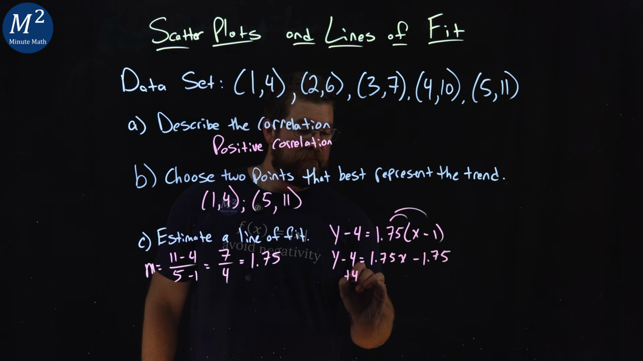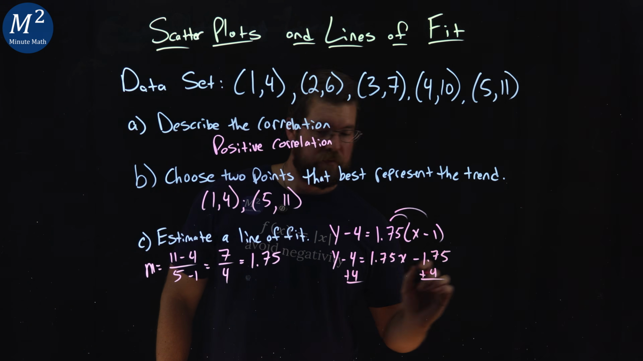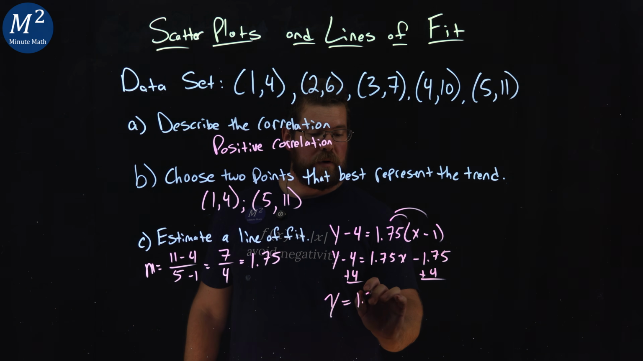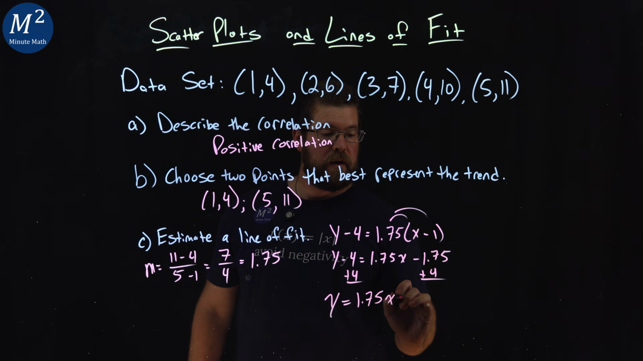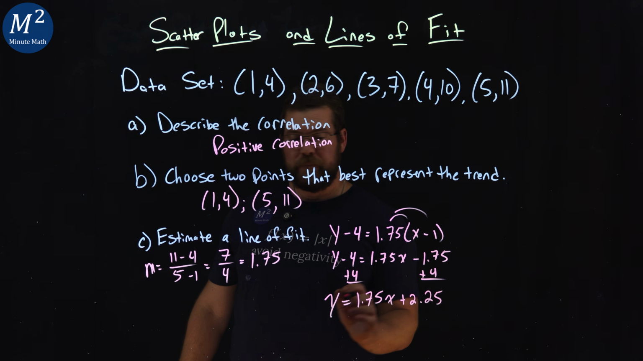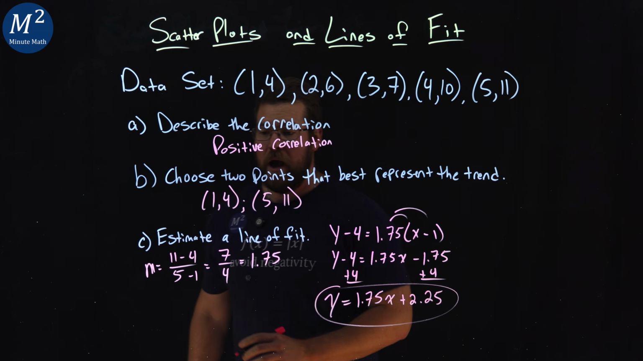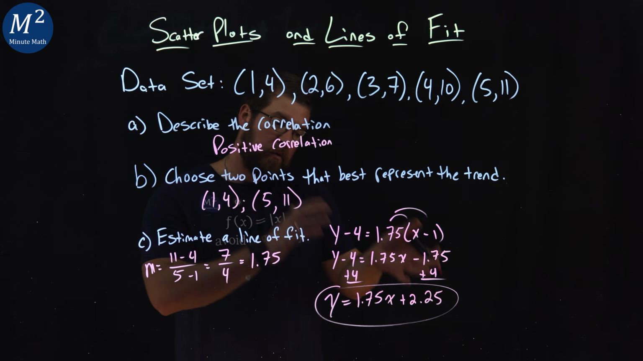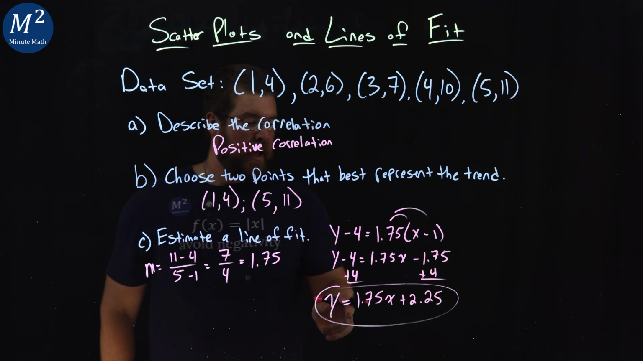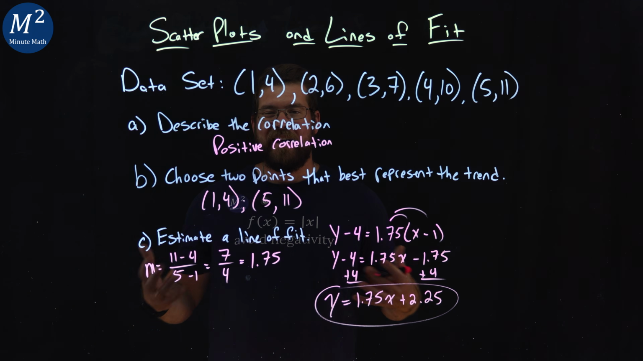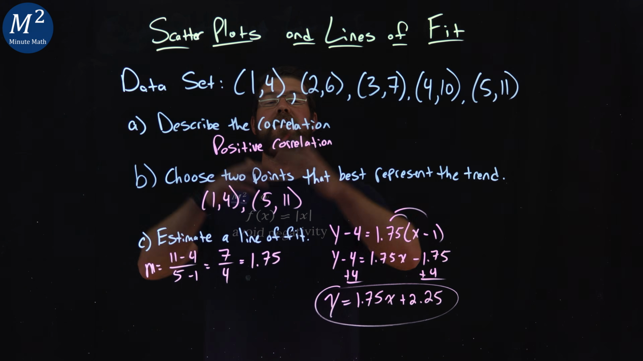We now have to add 4 to both sides, right there, and we're left with y by itself is equal to 1.75x plus 2.25 here. And so we now have an estimate. Again, we could pick different points. It might be a different estimate, but we have an estimate here, and we have y equals 1.75x plus 2.25. That's an estimate for a line of fit given this data set.